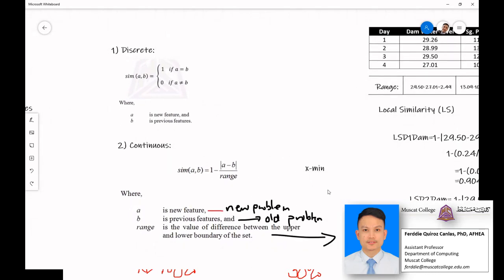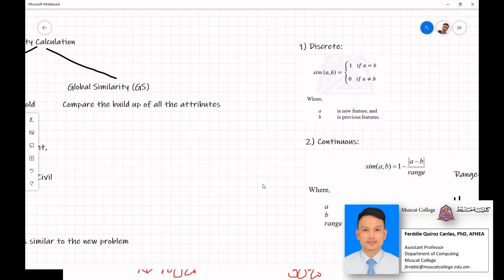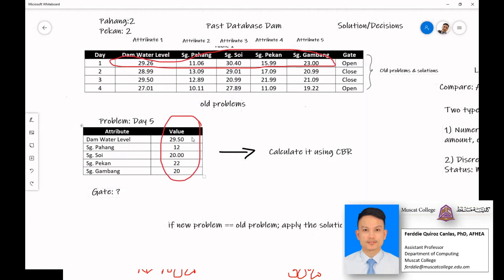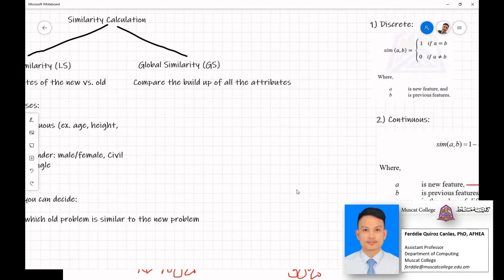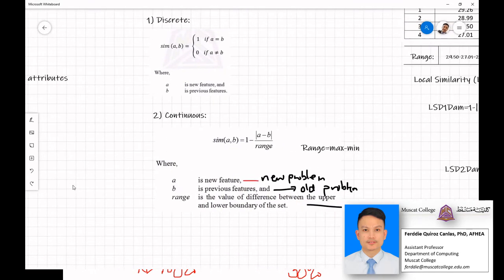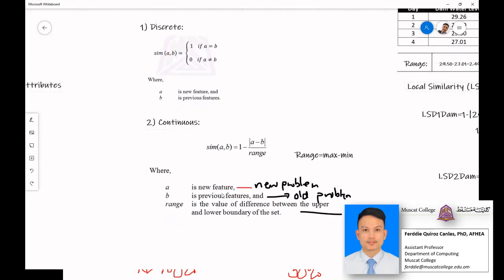Sorry, let me just get this one. In this example, this is our new, this is our old, this is our new, this is our old. As simple as this: you have to remember A means new, B means old.